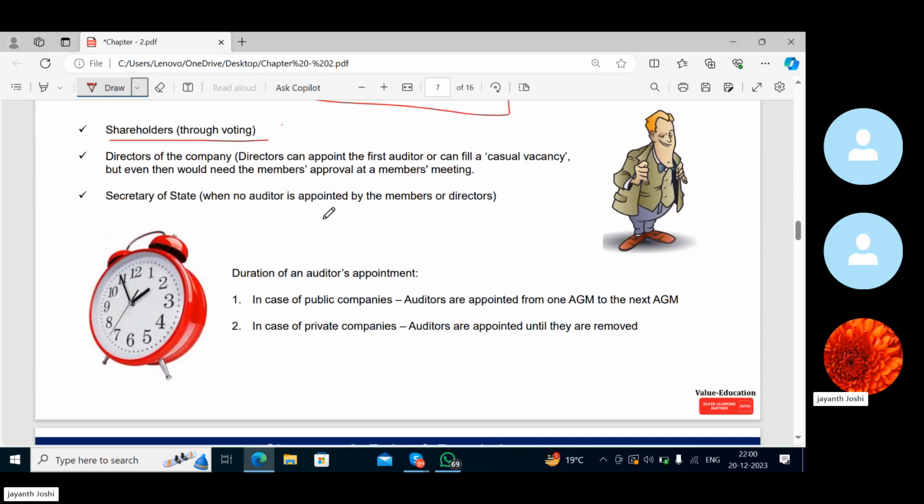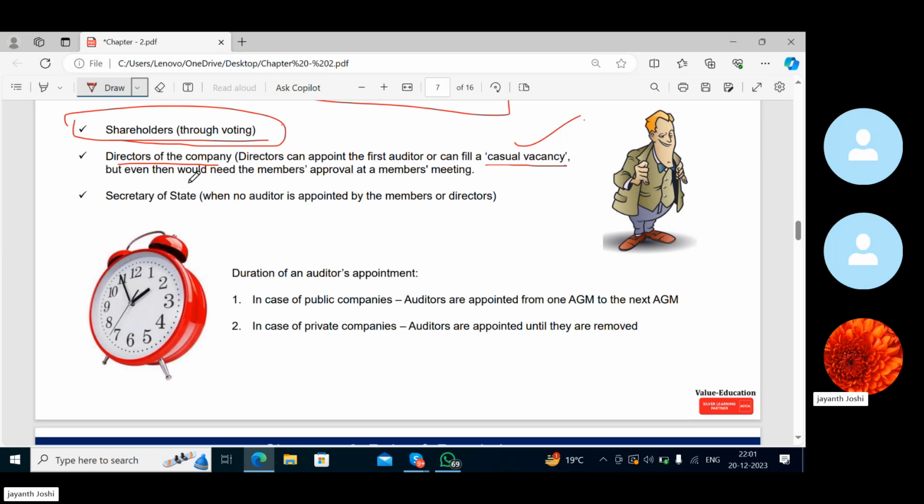And directors, this is something everyone knows, but in some cases directors of the company can even appoint the auditor. But when? Directors can appoint the first auditor or fill a casual vacancy. A casual vacancy is when the existing auditor is no longer there due to death, medical reasons, the previous auditor's term having expired, which means a new auditor has to be appointed, or some fraudulent act he has done. That is called a casual vacancy.